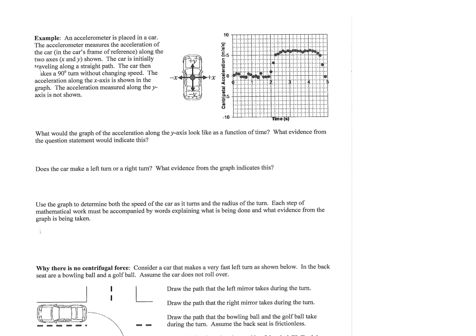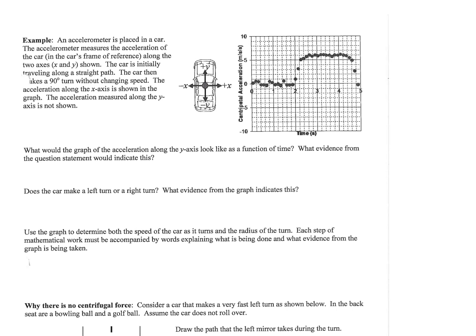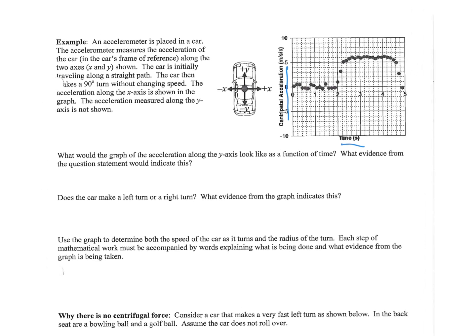We have an accelerometer placed on a car, so we are looking at the centripetal acceleration versus the time. What we are seeing is a certain acceleration, pretty much 0 here, then jumping to a little bit above 5 here, and then back down. The car is initially traveling along a straight path. Since it has 0 acceleration, we know it is moving at a constant velocity.